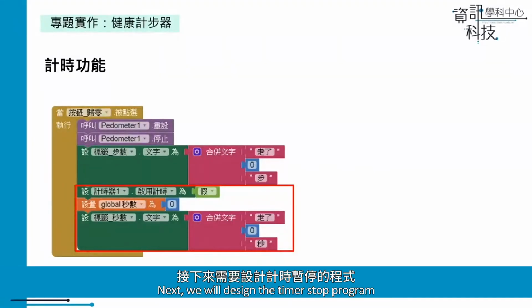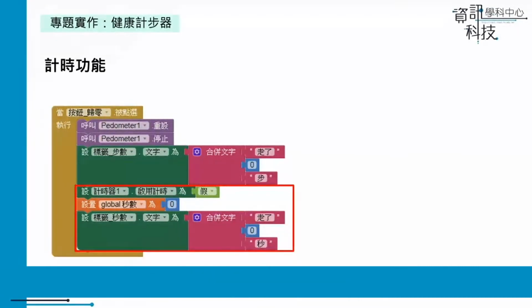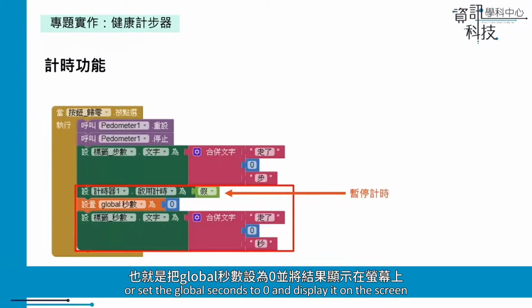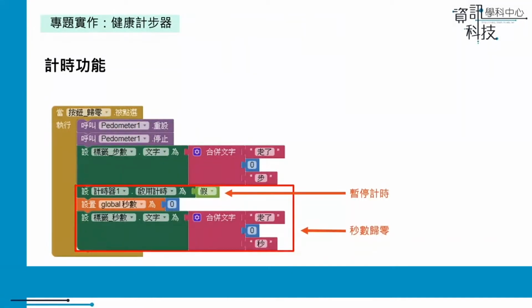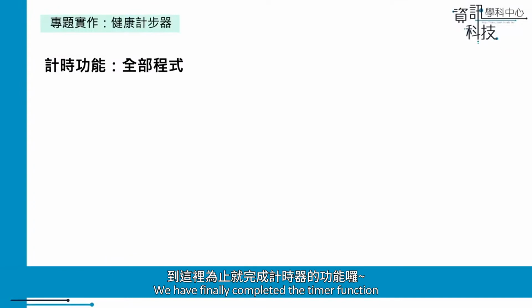Next, we will design the timer stop program. To stop the timer, we must add the reset program onto the existing stop button. To recap on the timer resetting mechanism, we need to first stop the timer. Hence, the timer here is set to false. Next is to reset the seconds, or set the global seconds to 0 and display it on the screen. We have finally completed the timer function.